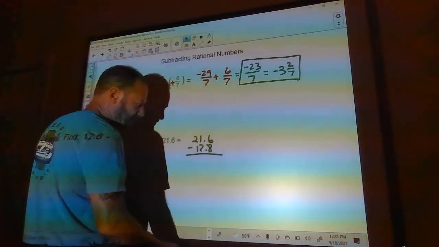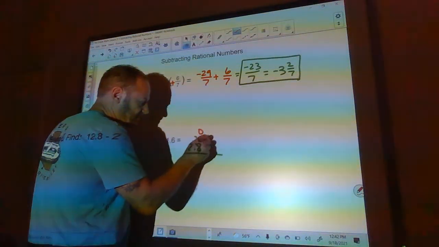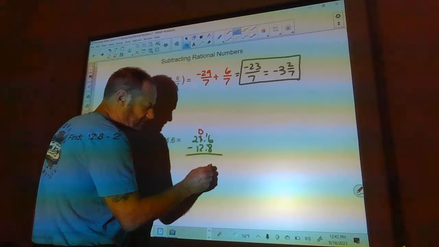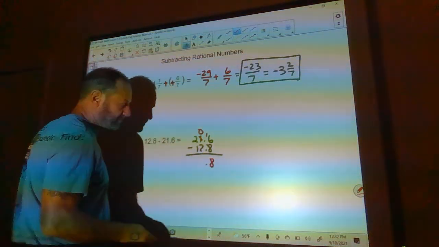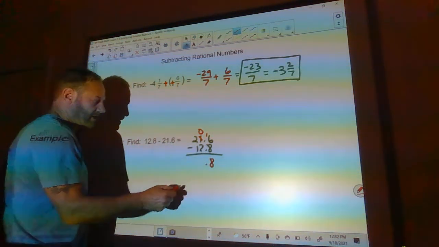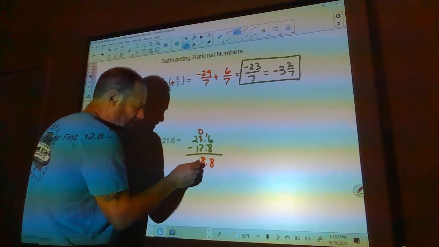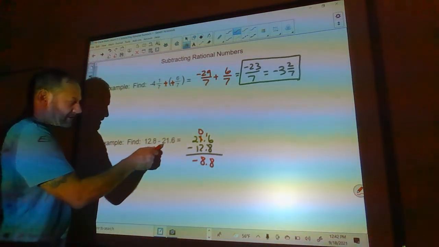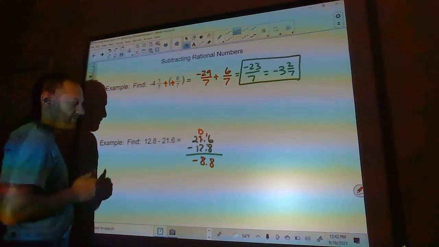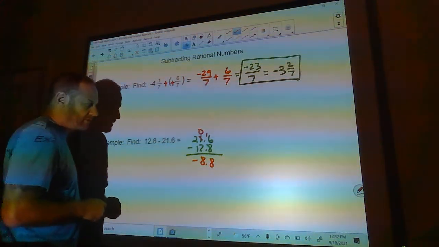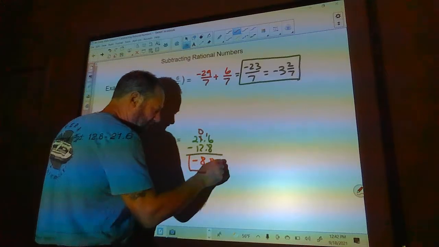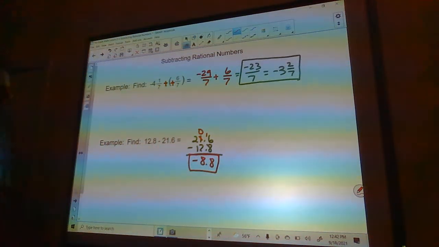So if I do this, that's going to be 0, that's 16. So 16 minus 8 is 8. There's my decimal. Remember, you're always lining up your decimals, right? Then 20 minus 12 is 8. And then my answer has to be negative because the negative number is bigger than the positive number. So negative 8.8 is my answer.